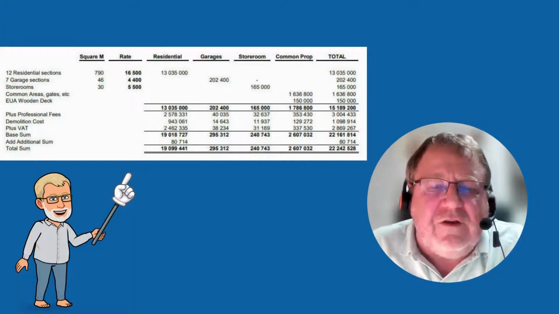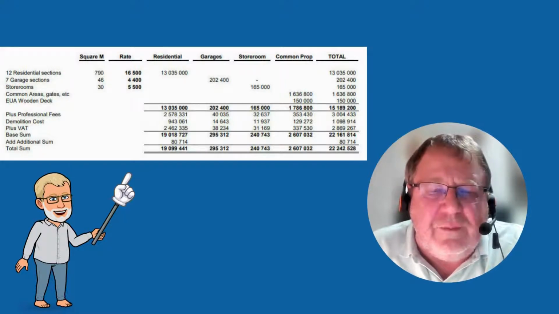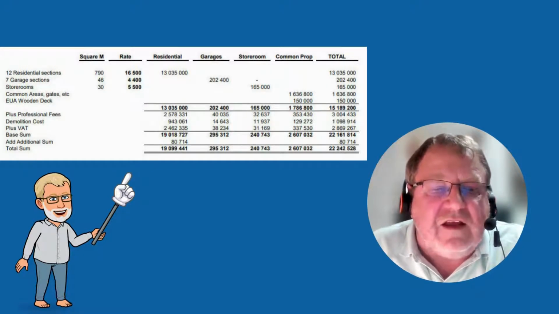The first piece of the top part is not set out in the rule as something that has to be there, but we think it's a very good idea, and we've proven it over the years that people like to see things like the building rate per square meter, for example.